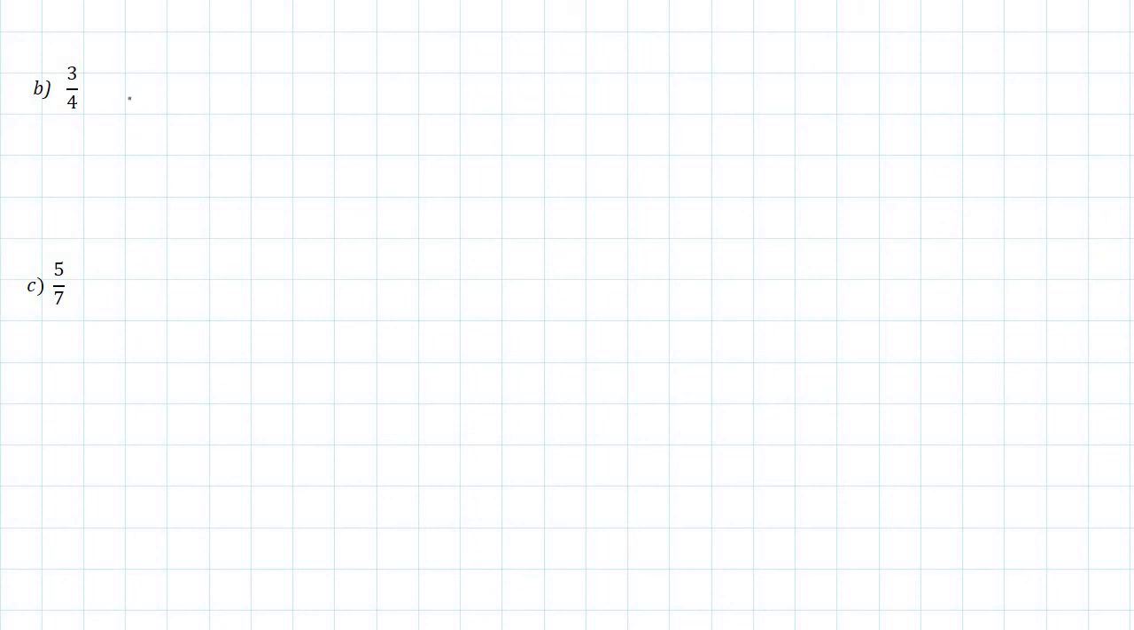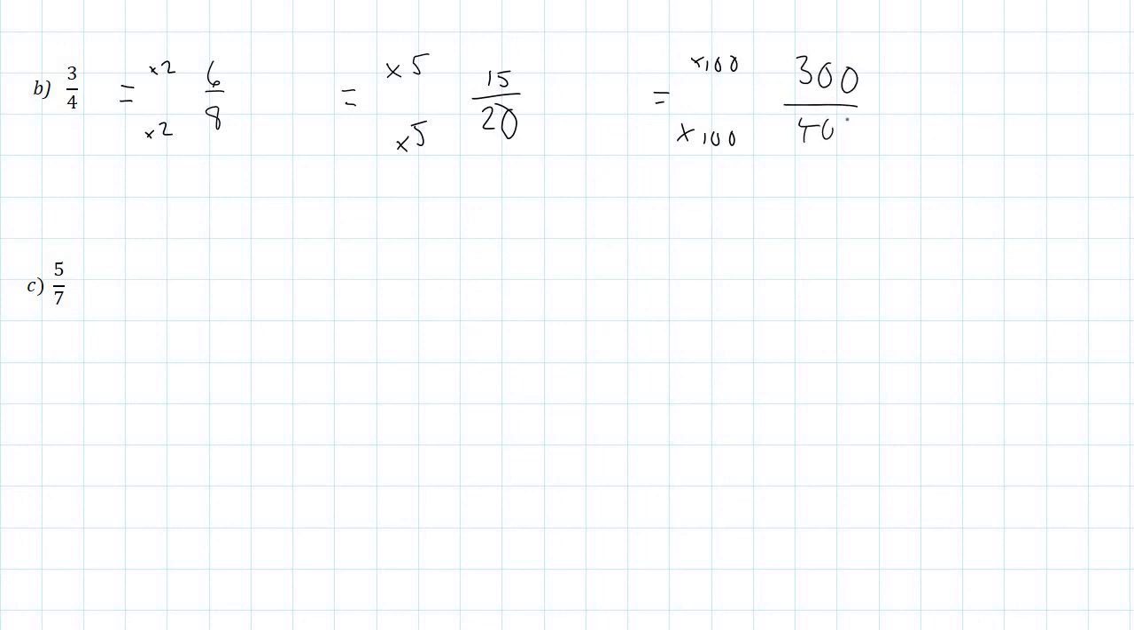Okay, so for 3/4, let's multiply it by 2 top and bottom and get 6/8. Or I could multiply by whatever you want, your favourite times table, okay, 5 times table, and get 15/20. I could multiply it by 100, any times table at all. As long as it's the same for the numerator and the same for the denominator, 300/400 there, okay.